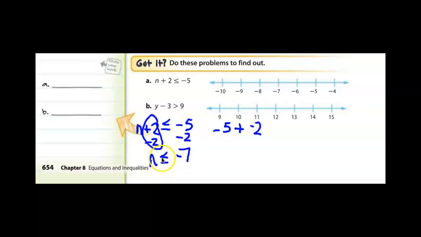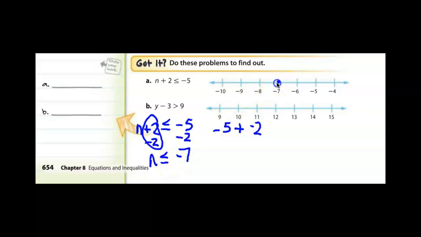All right, so n is less than or equal to negative 7 is what we have to plot as our solution on this number line. So is the negative 7 going to be an open dot or a closed dot? Go ahead and answer that for me.